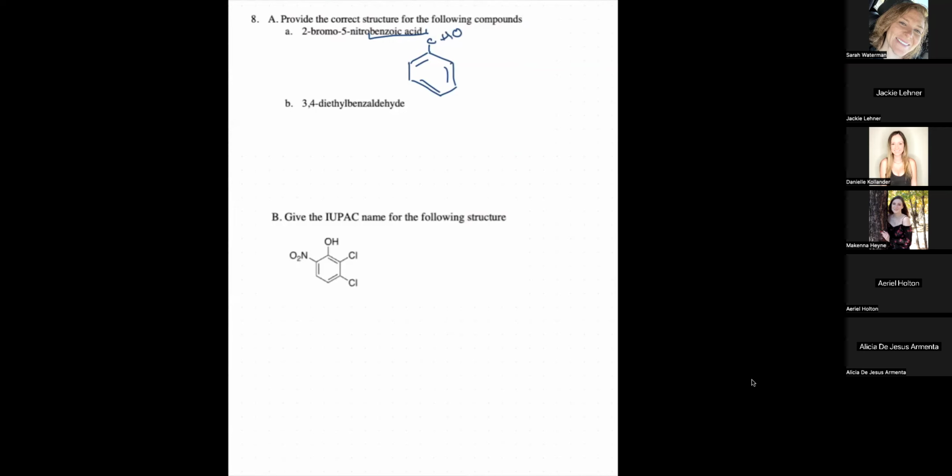Okay, and then what about the rest of this? We've got 2 bromo and 5 nitro, right? So on one of the ortho ones it would be bromo, and on the bottom, that one, it would be the NO2. Yeah, exactly. All right, what about this next one? Benzaldehyde. That's a benzene ring with an aldehyde on it.